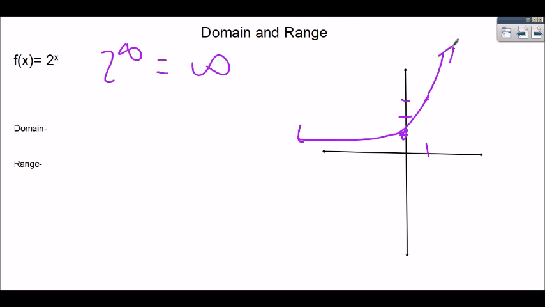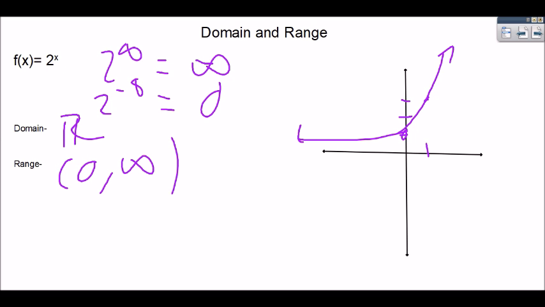So that's not an asymptote because eventually it might actually reach infinity. But then let's look at negative infinity. That got us to 0. So that means my domain is how far left and right. It's forever going to go left, forever going to go right. So all real numbers. And then my range is it's going to get really, really close to 0, but never touch, and get really, really close to infinity, but never touch.